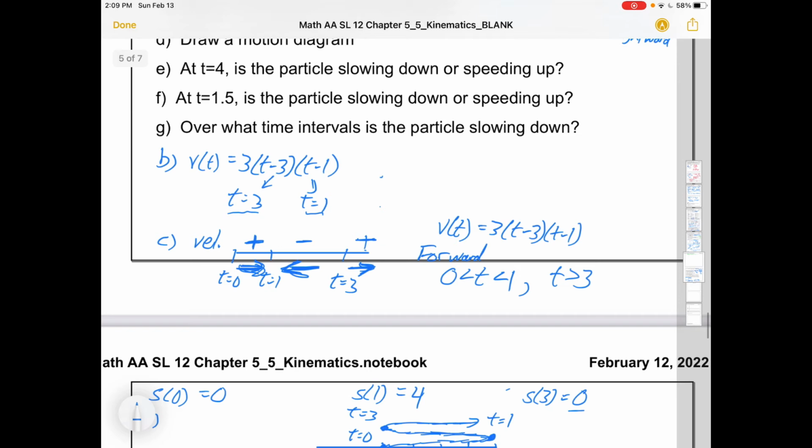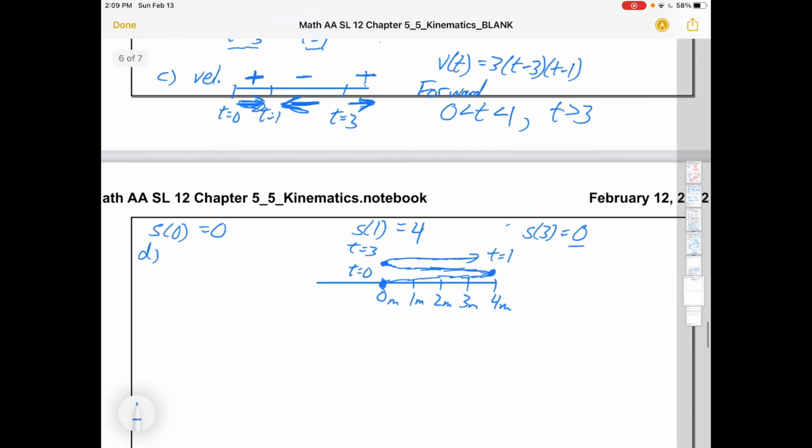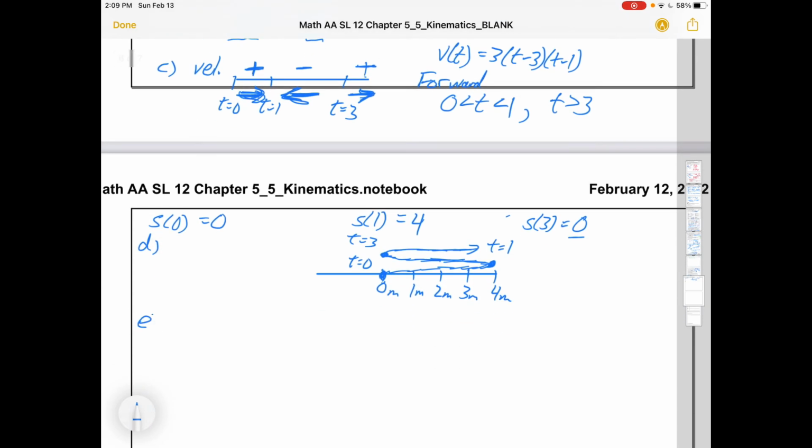At t equals 4, is the particle slowing down or speeding up? The easiest way to figure this out is to figure out what the velocity is at 4 and what the acceleration is at 4. If both of them have the same sign, then we're speeding up. Now, to figure out acceleration at 4, we're probably going to have to think about differentiating again.